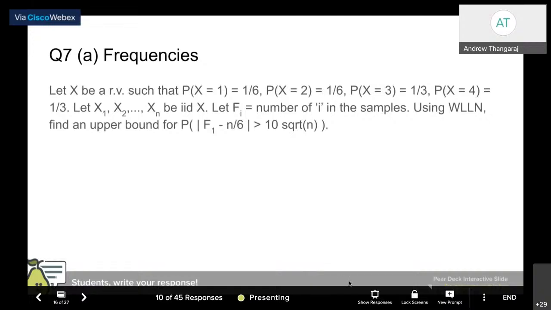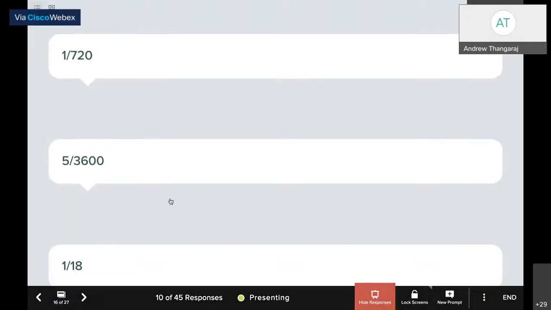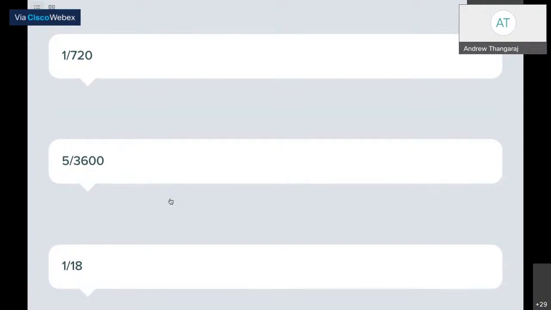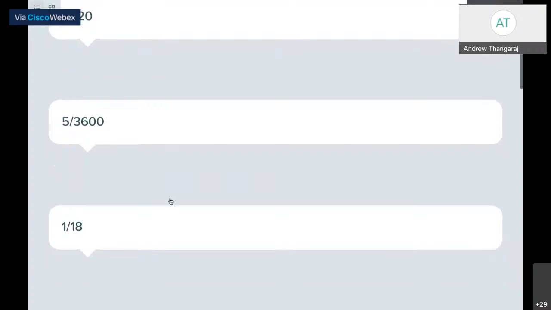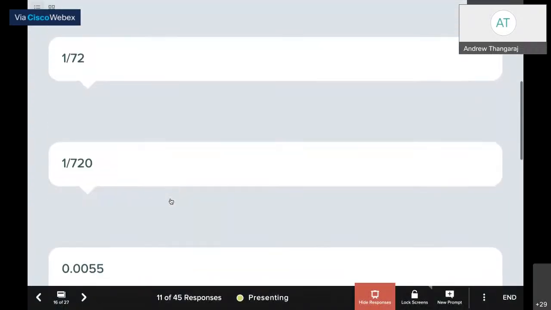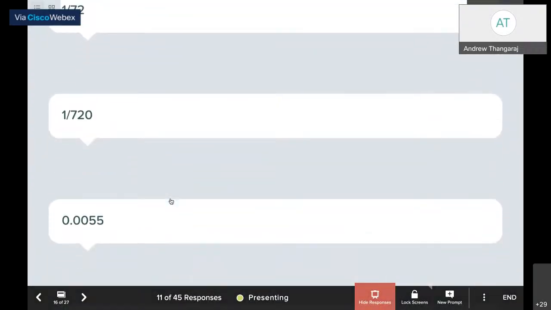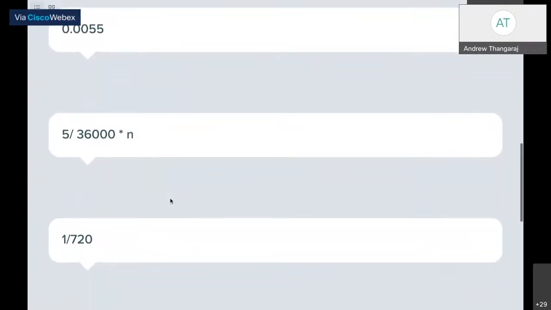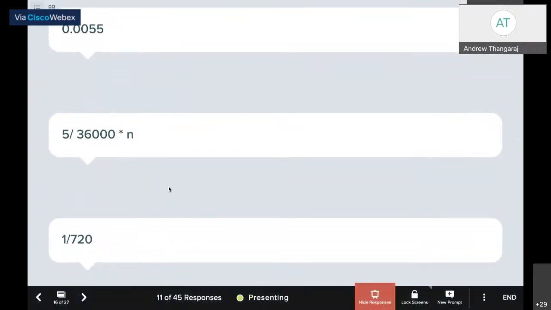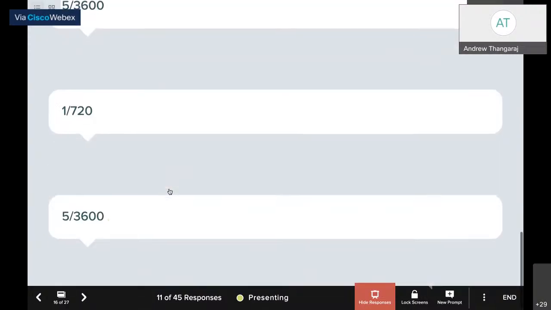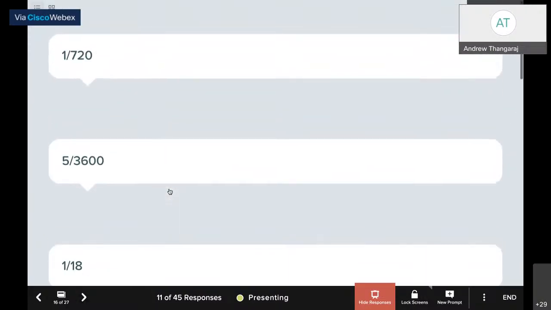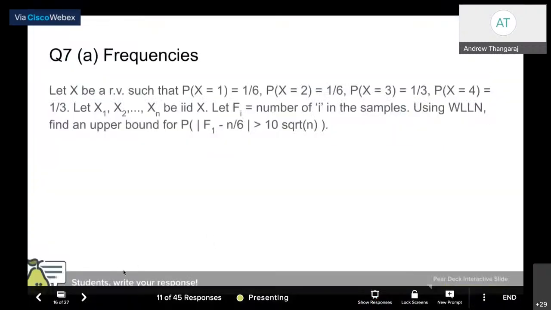About 10 people have responded. Let me look at it in the interest of time, because there's one more topic that we have not looked at. 1 by 720, it's absolutely right. What is 5 by 3600? It's also 1 by 720, right? I think people have put it there just to confuse me. 1 by 720, that's good. There's no n. I told you there's no n in the answer. I think most people have got 1 by 720. It's good to see where that would come from.